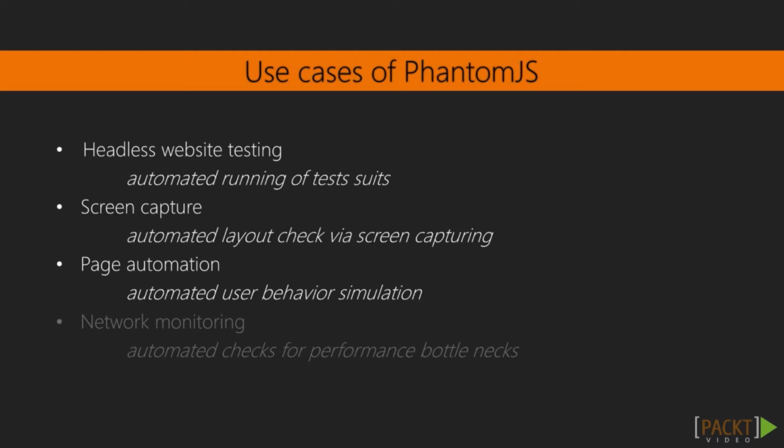And the last use case is network monitoring. Website performance is getting more and more important these days. You can use PhantomJS for counting requests of a specific type to easily notice when someone added some performance decreasing source requests to your project.